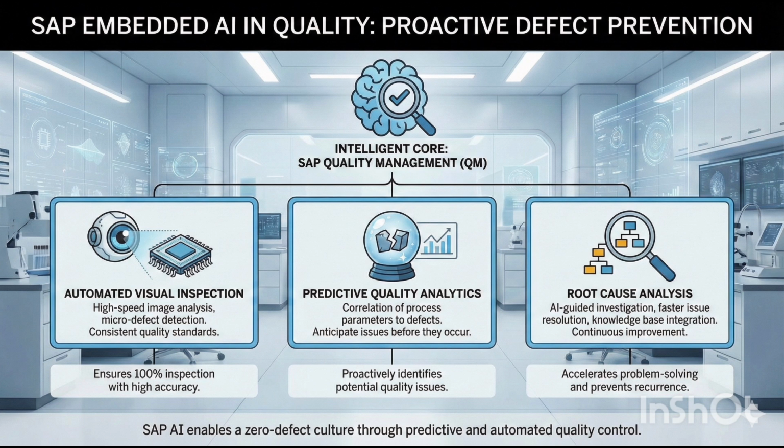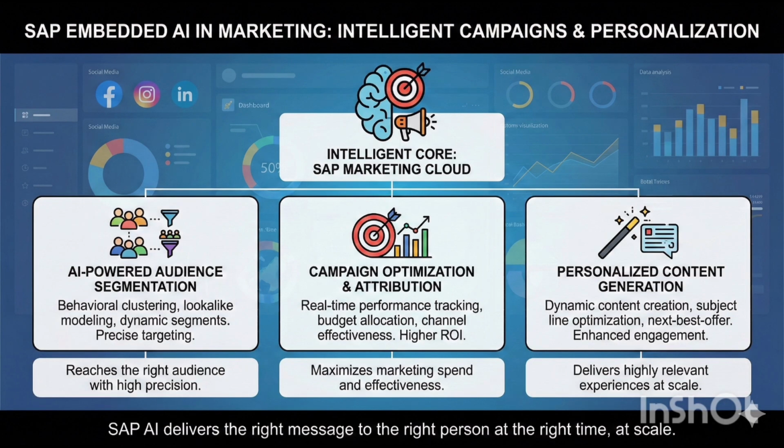Next, we have root cause analysis, in which AI-guided investigation, faster issue resolution, knowledge-based integration, and continuous improvement methodologies are being implemented. It accelerates problem solving and prevents recurrence. So SAP AI enables a zero-defect culture through predictive and automated quality control in complete lines of manufacturing systems, which ultimately helps in brand image and the manufacturing cost of any company.